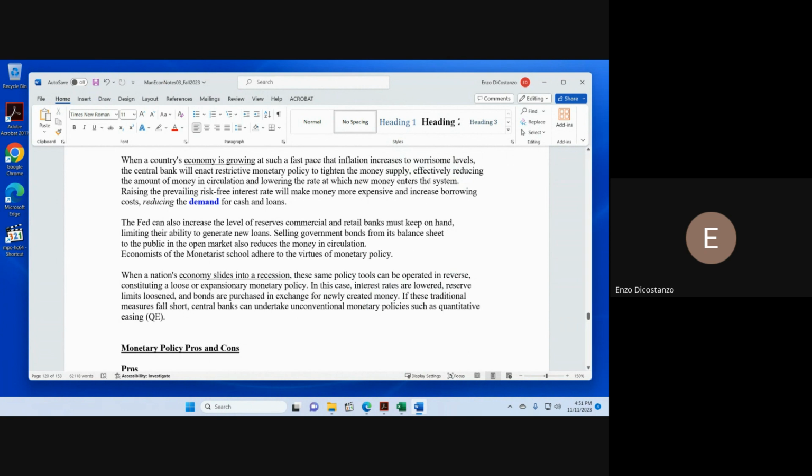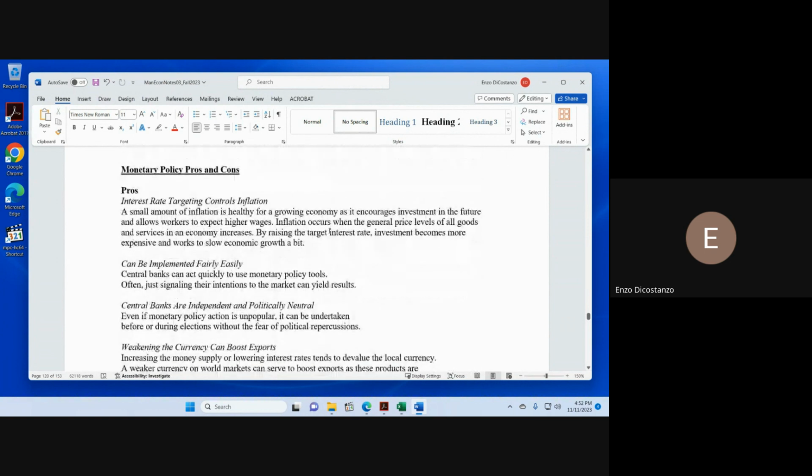And it says up here, sell it to the public in the open market. Well, I thought you're selling this to the commercial banks, but okay, I guess the commercial banks are considered the public. Bonds are purchased in exchange for newly created money, and if these traditional measures fall short, the central bank can undertake unconventional monetary policy, such as quantitative easing. In other words, just printing a lot of money. So you had two sides of the coin with this.